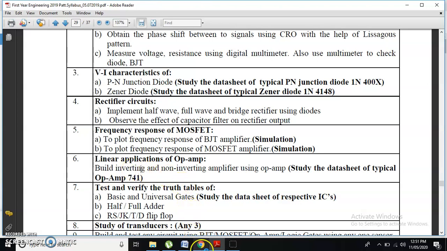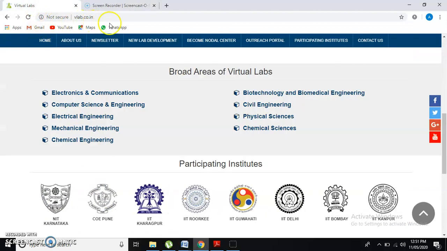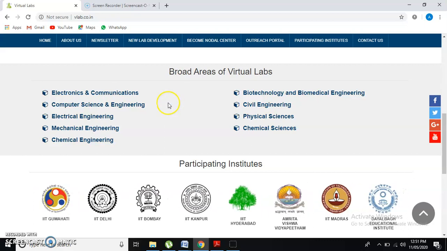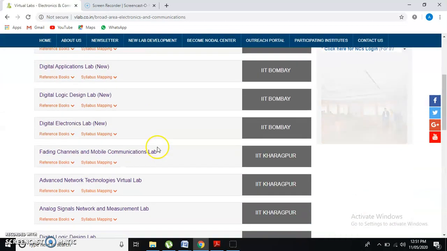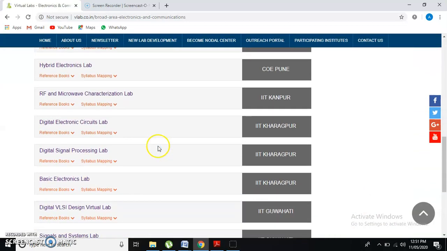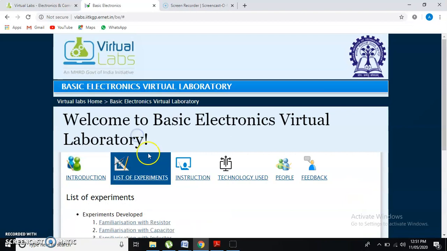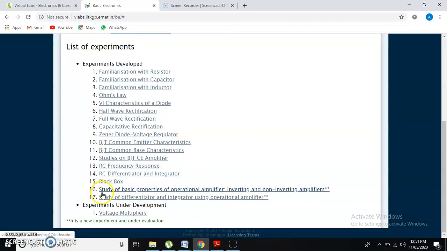So go to vlab.co.in website, the same which we have already used for diode experiment. Click onto this. Select electronics and telecommunication. Scroll down and select our basic electronics lab. Check the list of experiments. Here the 16th experiment on this page is study the basic properties of operational amplifier, inverting and non-inverting.